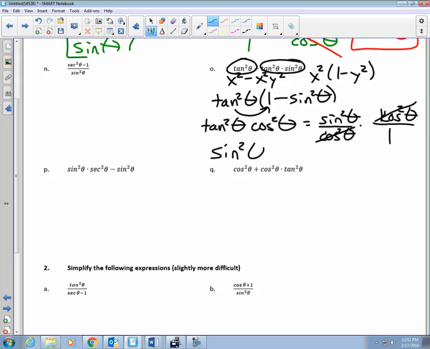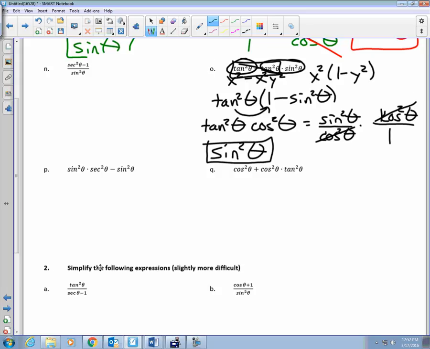Now, it just so happens that it works out to be the same thing as if you cross out the tangent squareds. But trust me, that is not always the scenario. And if you just wrote sine squared on your test, canceling these out, that would give you 0 points. So you must support your work, or your answer will be wrong.